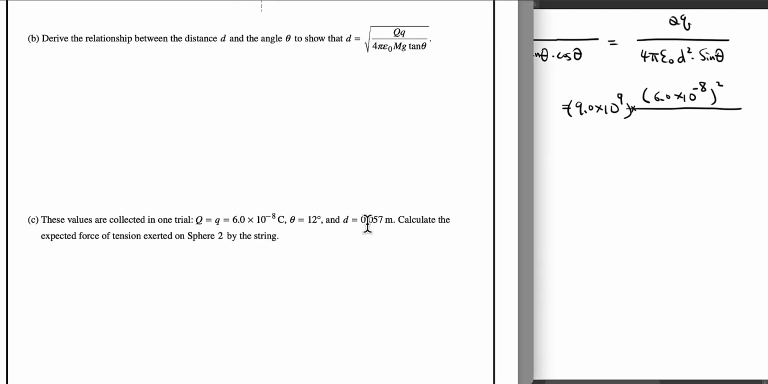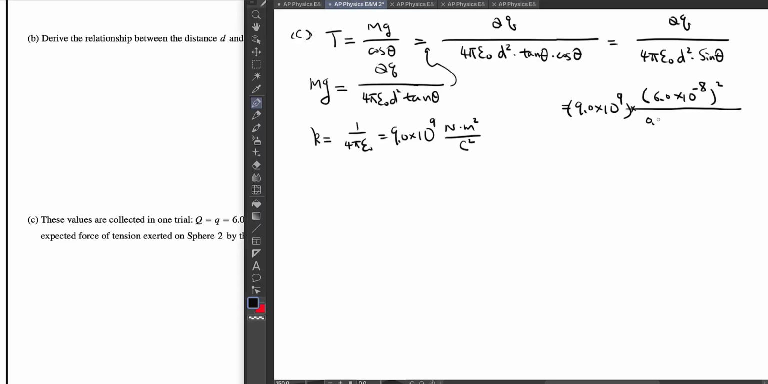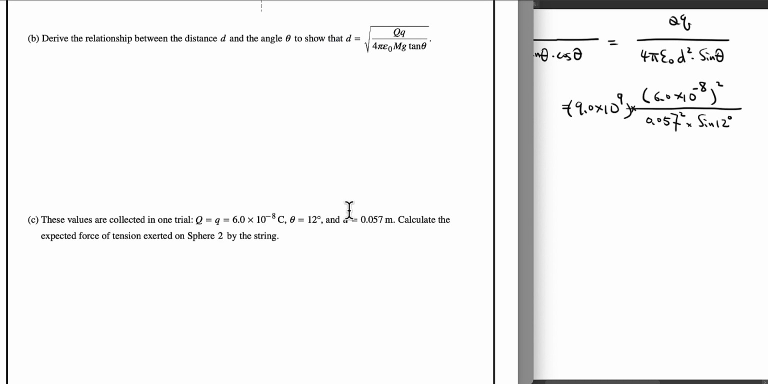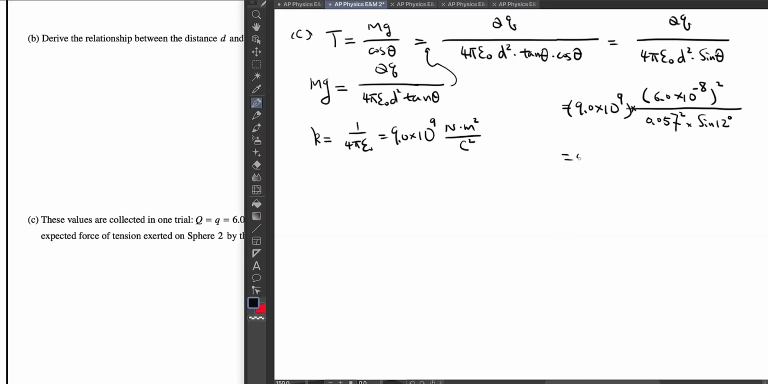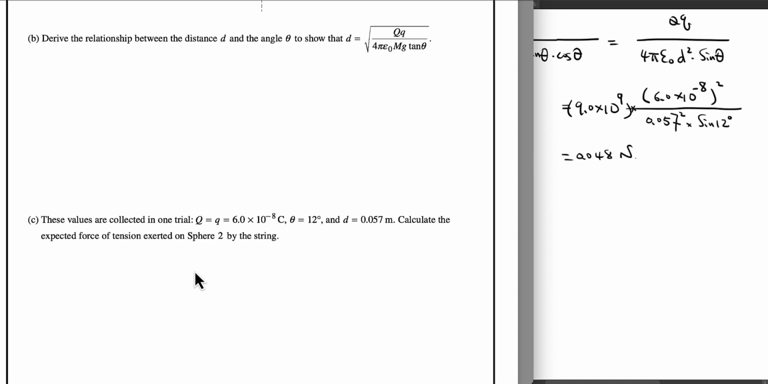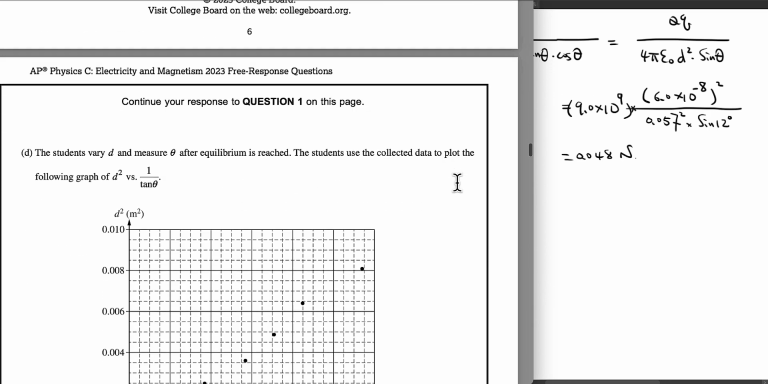Now, how about D here? D is 0.057. We need to square that. And then sine 12 degrees. That's 12 degrees here. Okay? So I already did this calculation, so let me check this number. The number here is 0.048 newtons. Okay? That's question C. Question D.